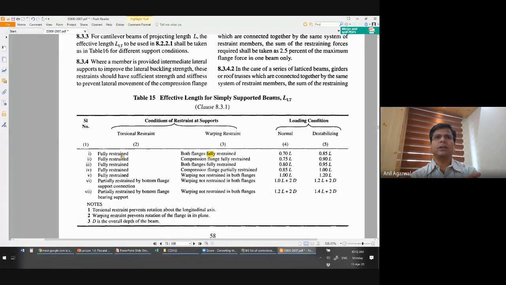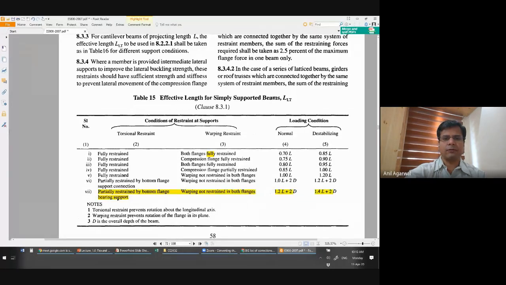What you can do is, where the beam is resting, the beam must be resting somewhere on a support. At that location, if you tie the bottom flange on both sides completely to the support, for example with some bolts, then you can partially restrain it. That would qualify as partially restrained by bottom flange support connection.